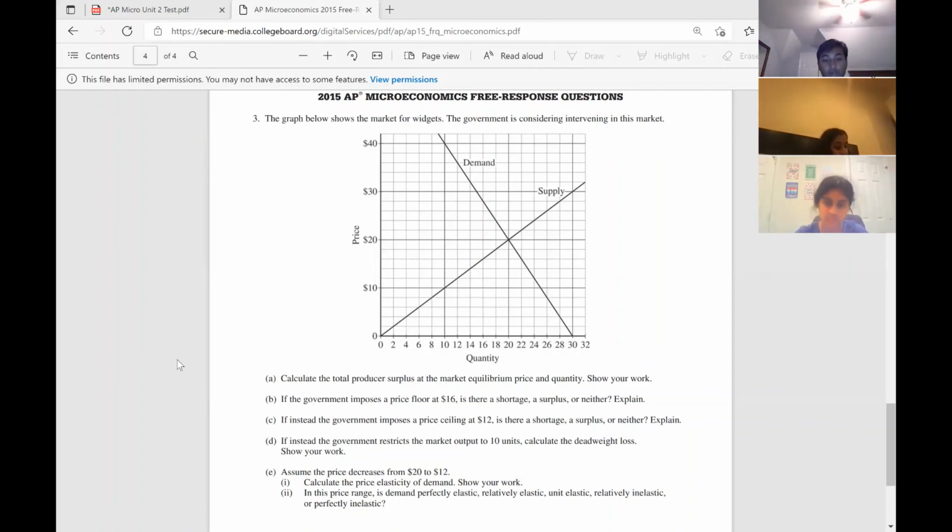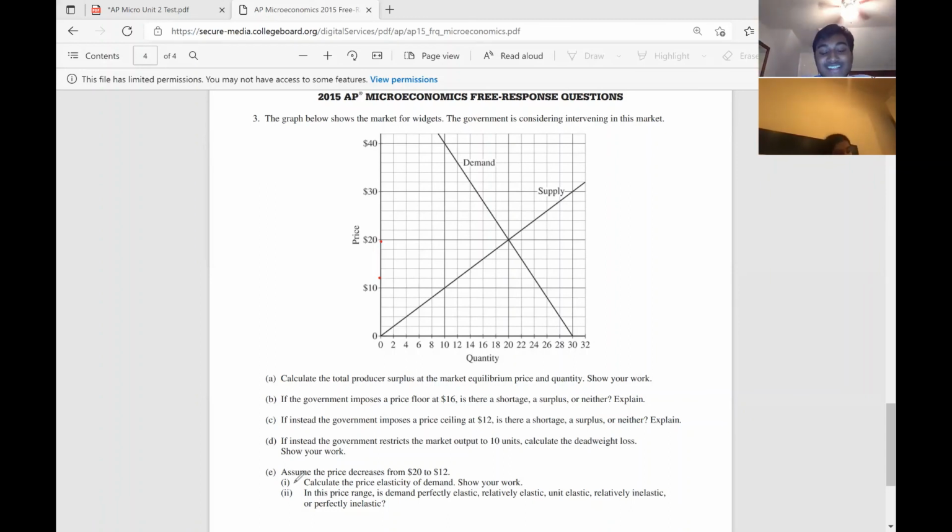Okay, Shreya, do you want to do D? Or sorry, you can do E, the last one. Okay, so if we're looking at the price decreasing from 20 to 12, and if we look at the price change as well. Okay, I think her Wi-Fi glitched out, so I'm going to go ahead and do that one.